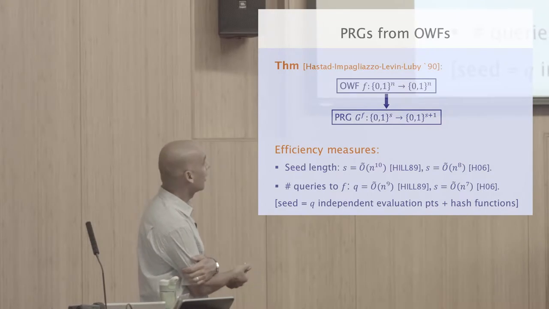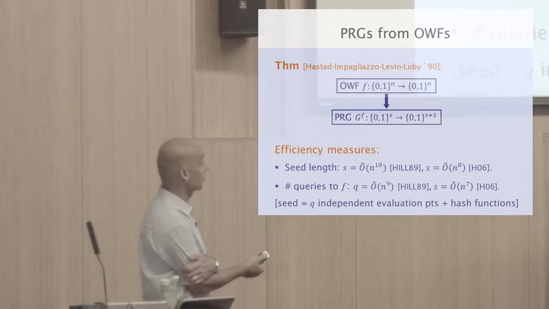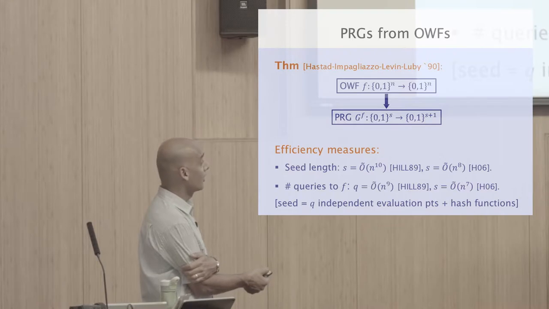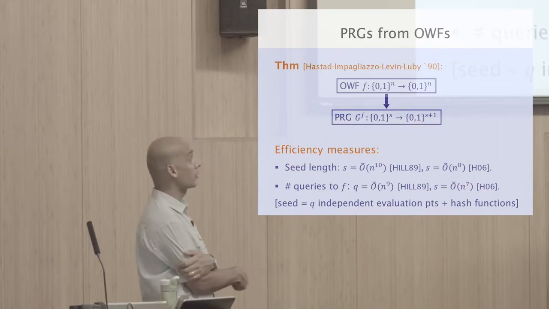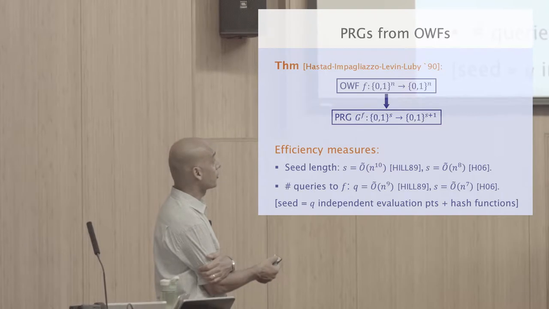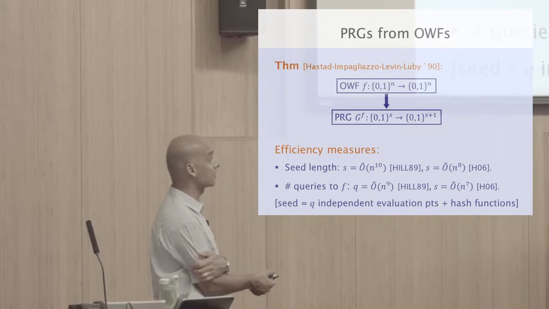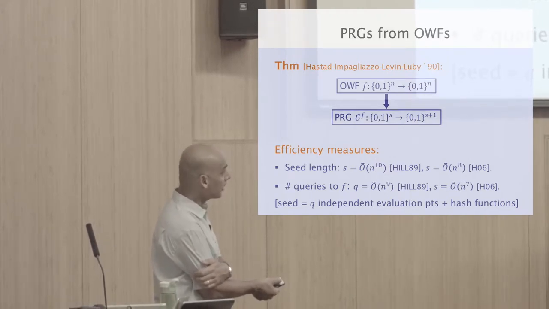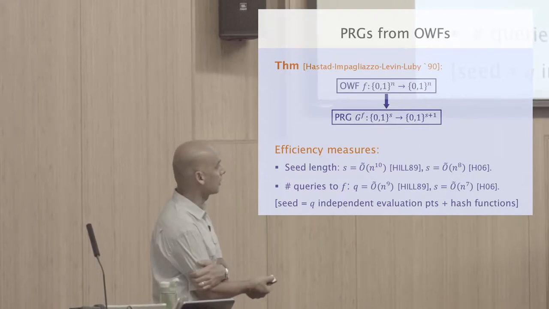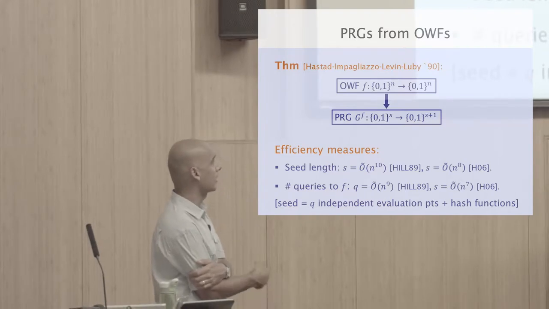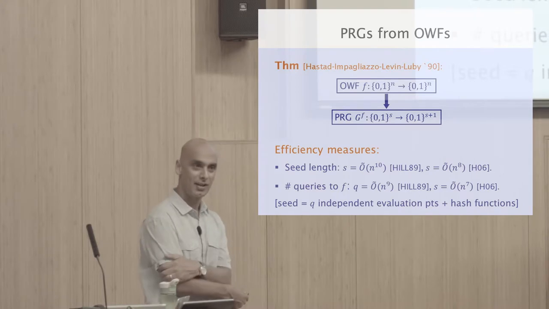There are some things that were considered somewhat unsatisfactory in the HILL result. So first, in terms of efficiency, if you start with a one-way function on n bits, the original paper of HILL gives a pseudorandom generator with a seed length of something like n to the 10th. Also, in terms of time efficiency, the generator makes roughly n to the 9 queries to the one-way function. Both of these bounds were improved in work of Holenstein, more than a decade ago, by a factor of n squared, but still very far from anything that we might consider even approaching practical.